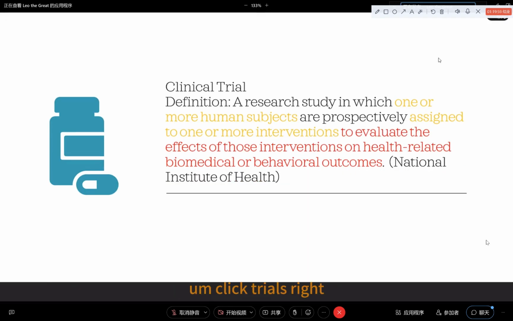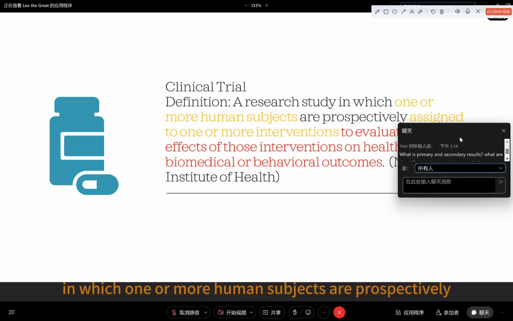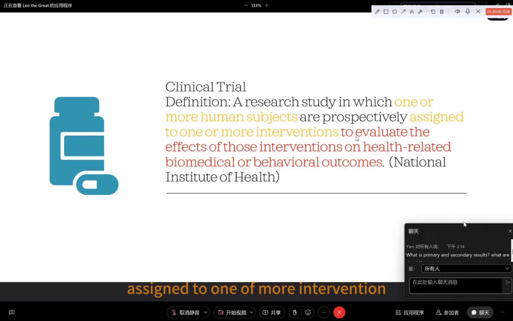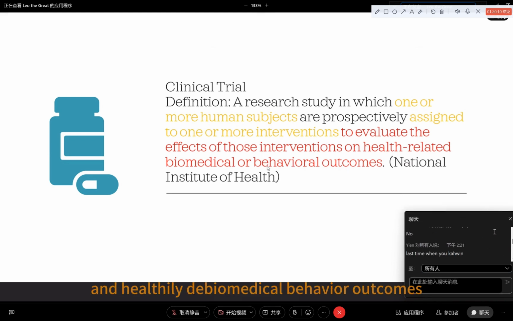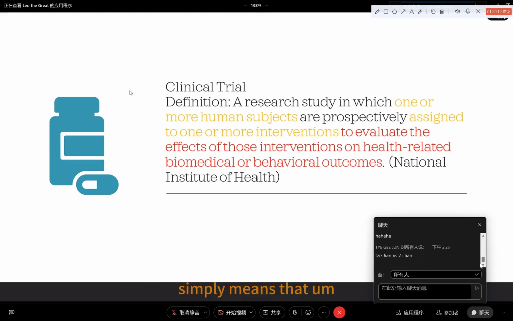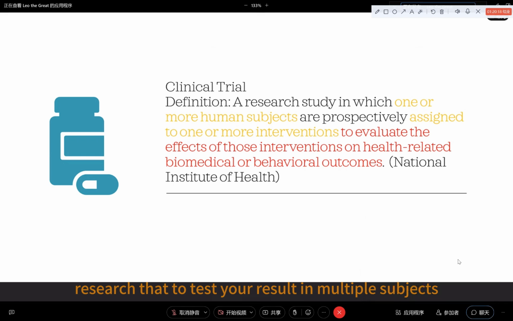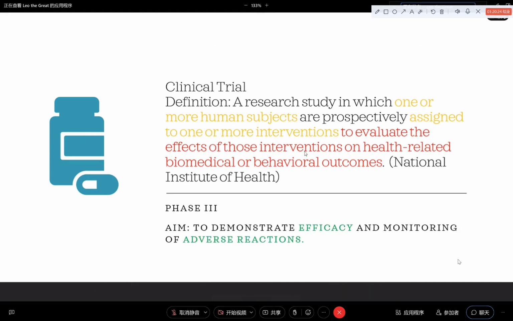Clinical trials, by definition, are research studies in which one or more human subjects are prospectively assigned to one or more interventions to evaluate the effect of those interventions on health-related biomedical or behavioral outcomes. Simply means that this is a research study to test your result in multiple subjects, and also you might have multiple drugs. This is the general definition of clinical trials.